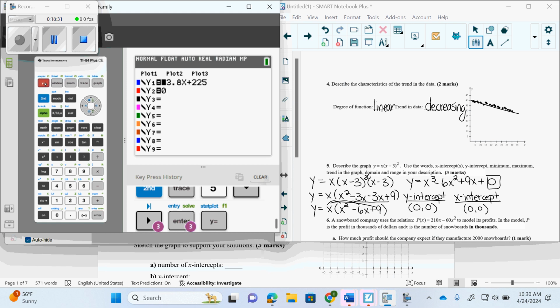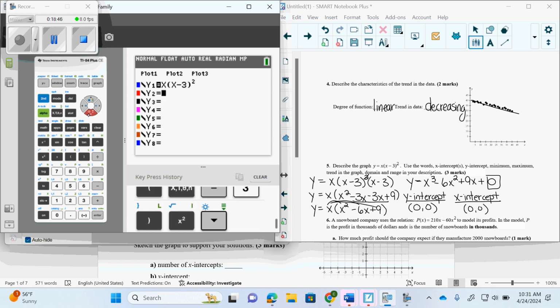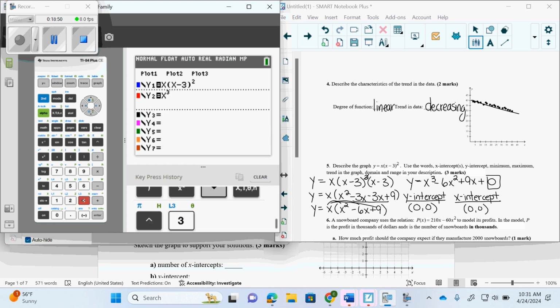So let's type it in. How do I know if I'm right? Watch this. Everyone paying attention, put your pencils down. If I type the original in, x minus 3 squared, and then I type in my new one, which is x cubed minus 6x squared plus 9x, technically plus 0 if I so choose.